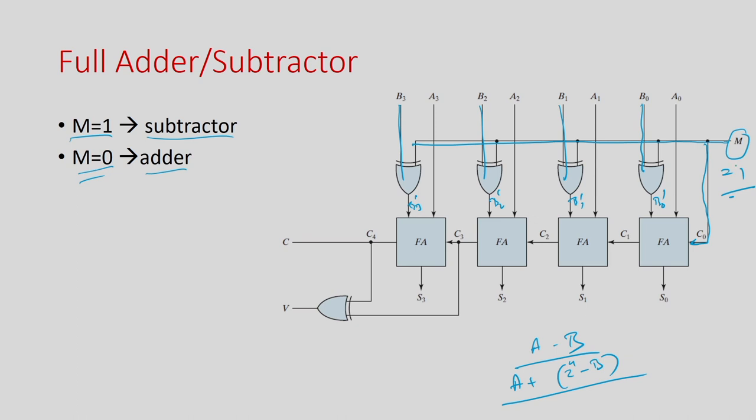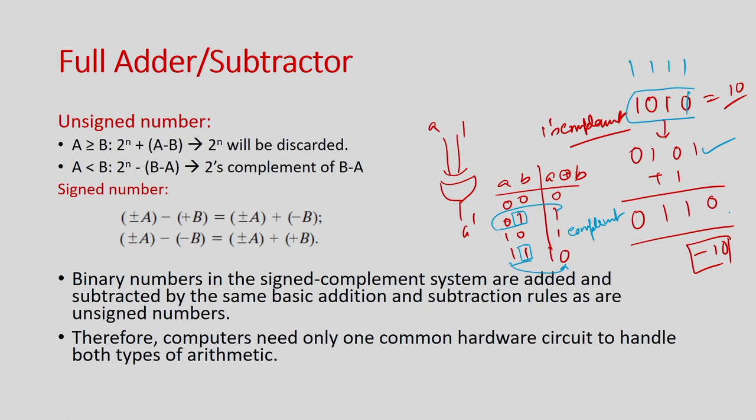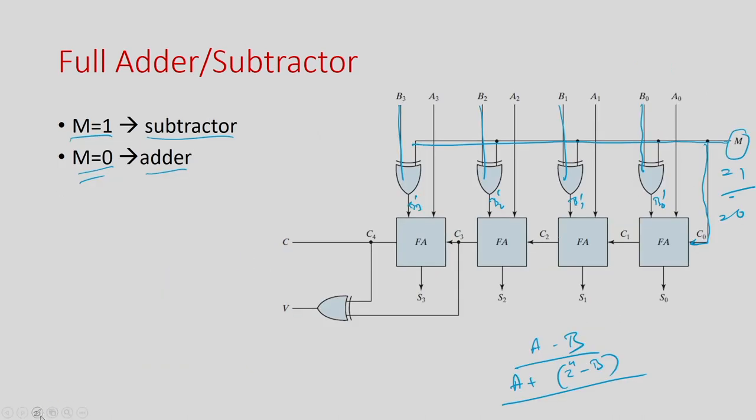Now if I put m equal to 0, if you go back to the table, whenever b equal to 0 it passes the a. If a is 0, the output is also 0, and if a is 1, the output is 1. So, with m equal to 0 here, effectively I will get b0, b1, b2 and b3 with the same value, it is not getting complemented, and with m equal to 0 there will be no carry. So then I am effectively doing a plus b. So with this one level of XOR gate and the additional signal m, I can do addition and subtraction using the same full adder.